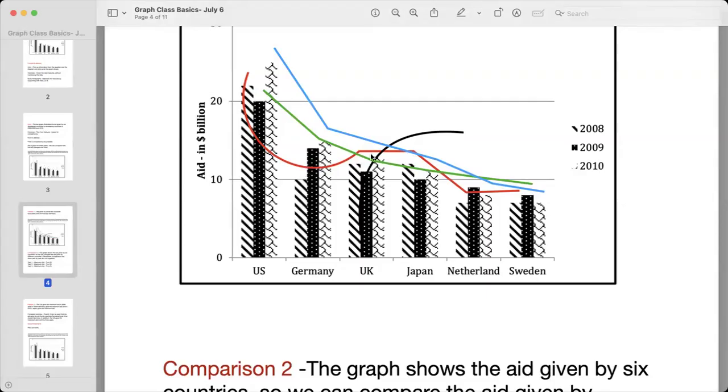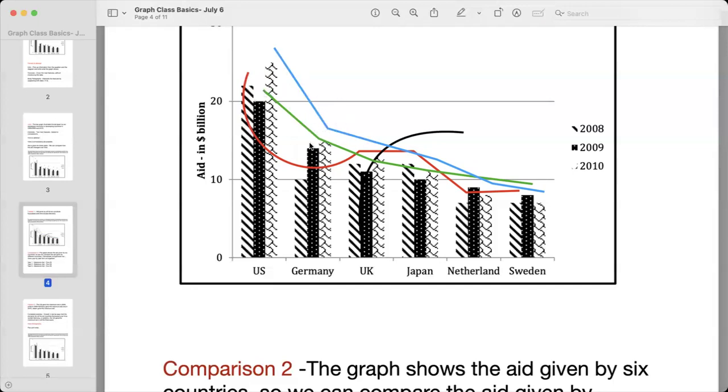The red line for me is representing the data for 2008. Where is it the highest? It's the highest in US. For all the other countries, the red line is below the US point. For US, it's around 22. If you look at Germany, below 22, below that point, below that point, below that point. Similarly, the green line is also the highest at the US, and 2010 also, it's the highest in the US. So I'll write that US gave the maximum aid in all the 3 years. For the red line, meaning the 2008 line, it was the highest, green highest, the blue highest.